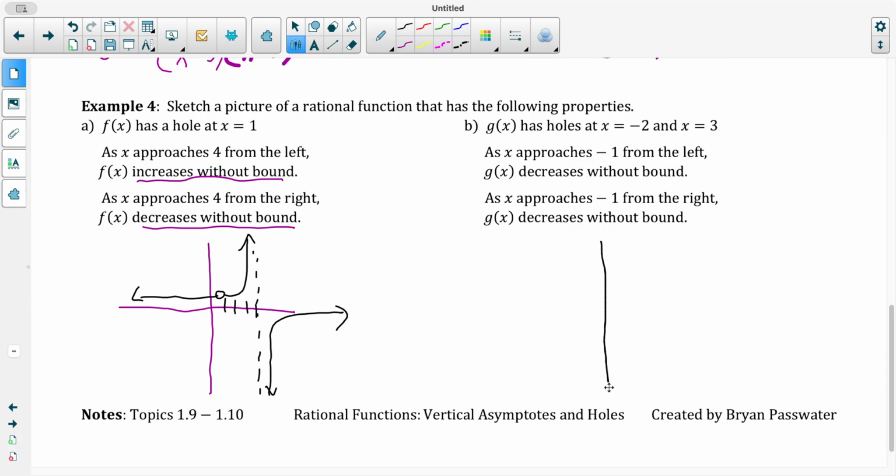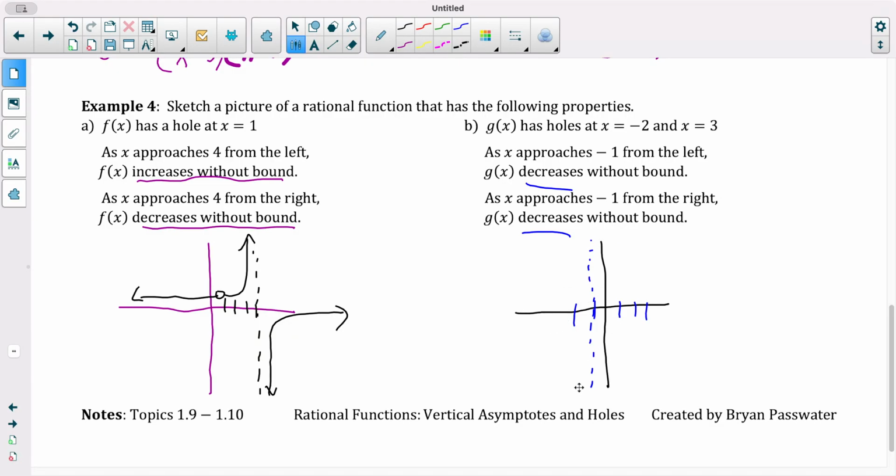All right, so this one has holes at -2 and +3. As x approaches -1, there's my asymptote at -1, and holes at -2 and +3. These are both decreasing, which means on both sides of this function, it's going down. So that'd be another one with a 2 degree difference in the denominator, just like the one we were doing before.